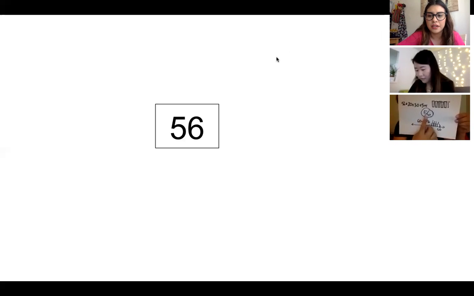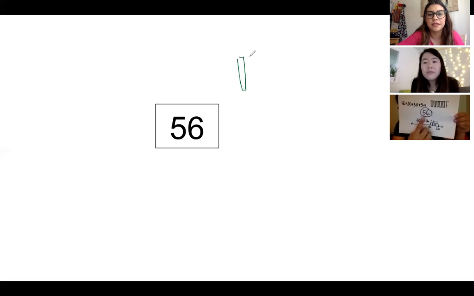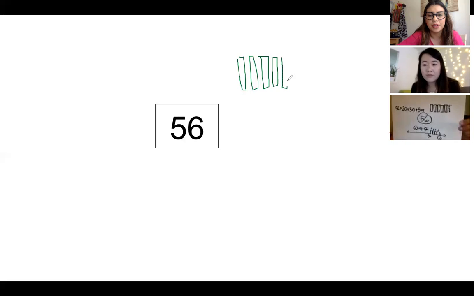So I looked at my number and thought about my place value, and the 6 is in the ones category, and the 5 is in the tens category. So then I started with the largest value, which is the tens, and I did 5 tens here, and then I went back and did 6 ones. Beautiful. So we have 5 tens and 6 ones.